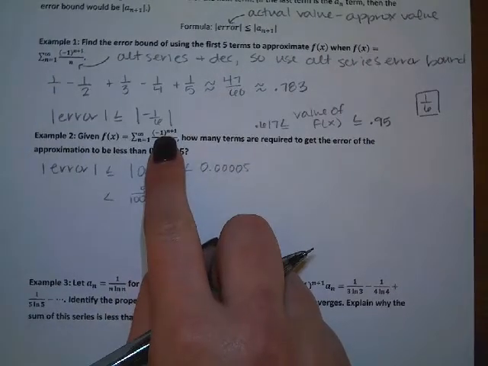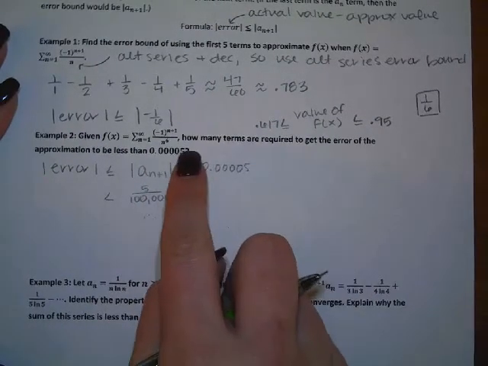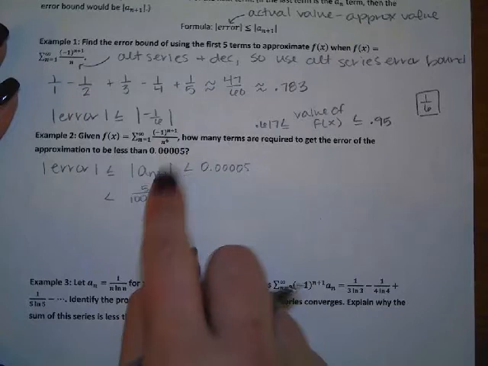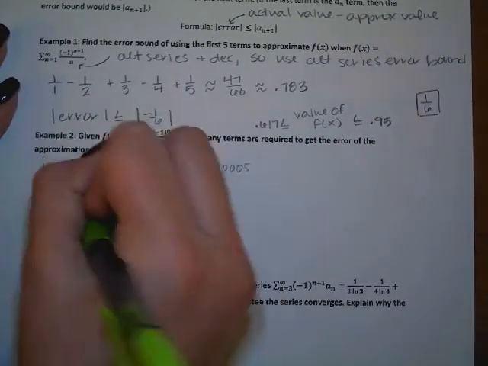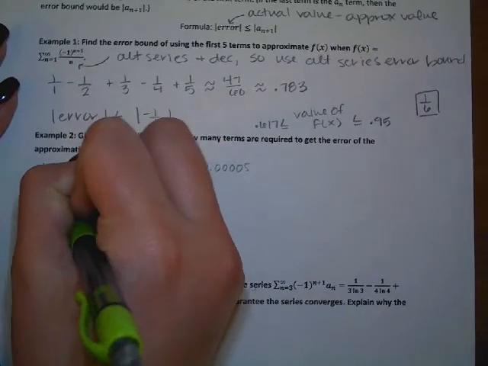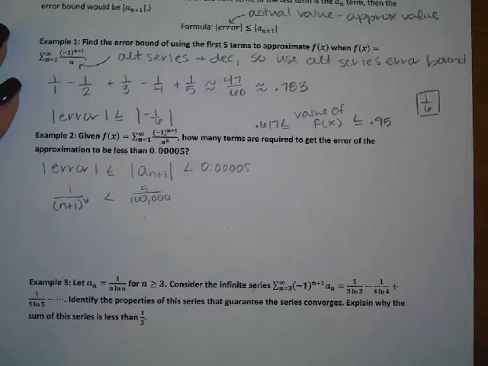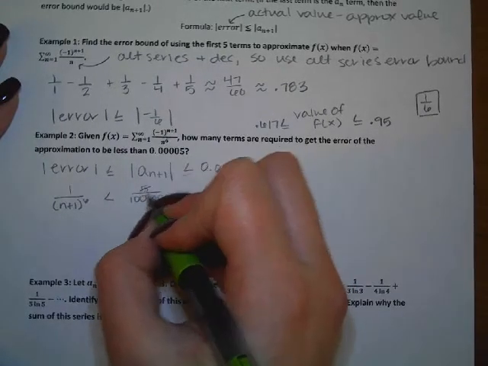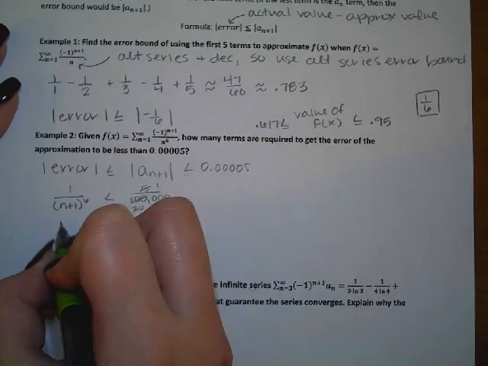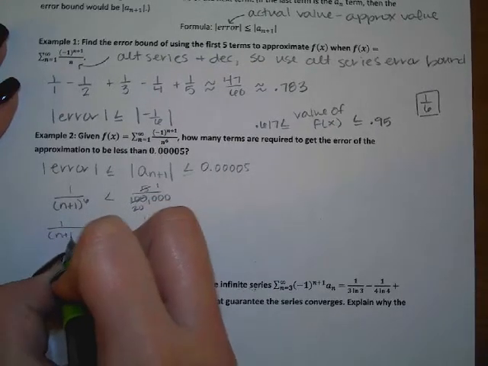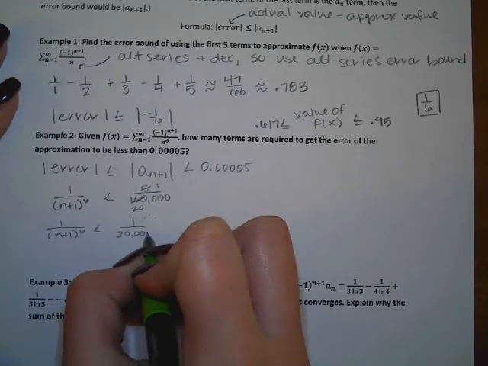Now this isn't an absolute value sign, so I'm not going to worry about the fact that there was a negative 1 there, because it would be positive 1 when I put it in the absolute value. So if I want the n plus 1 term, I just have to plug in n plus 1. So I'm going to have 1 over n plus 1 to the 6th. Okay, so 5 goes into 1 20,000 times. So I've got 1 over n plus 1 to the 6th is less than 1 over 20,000.